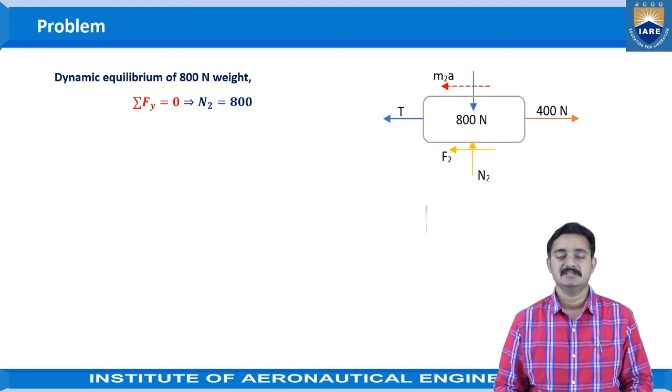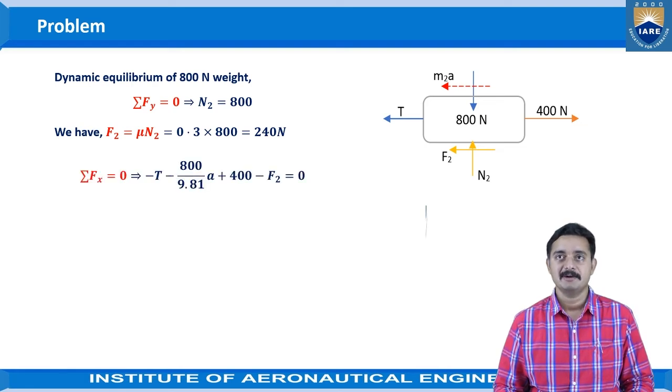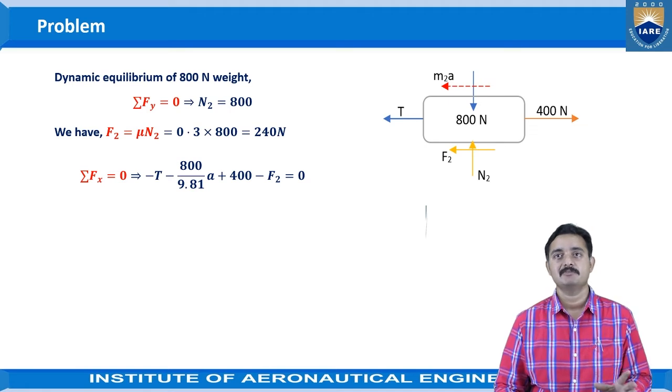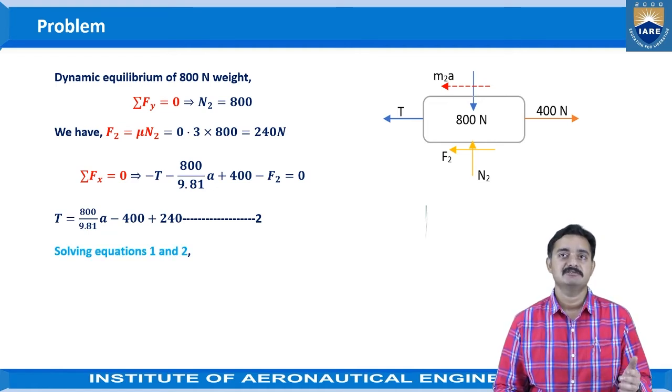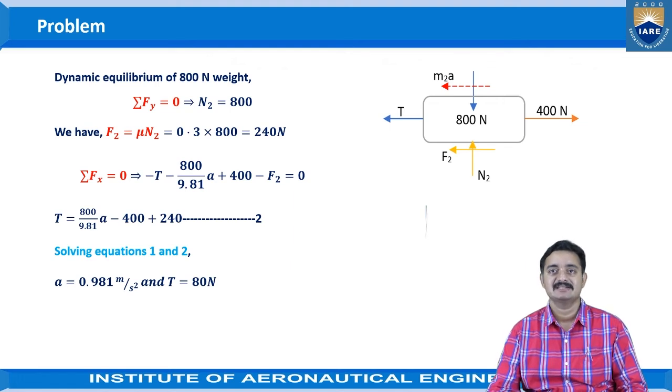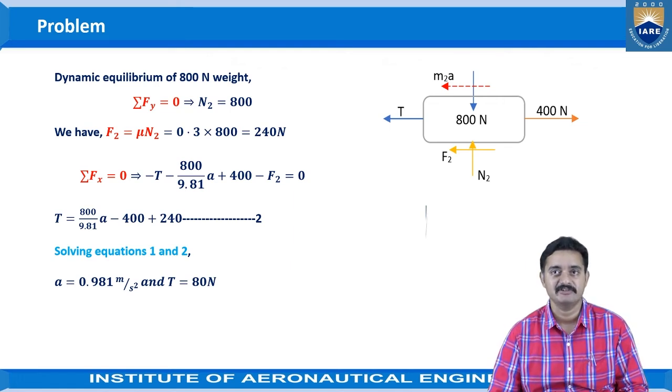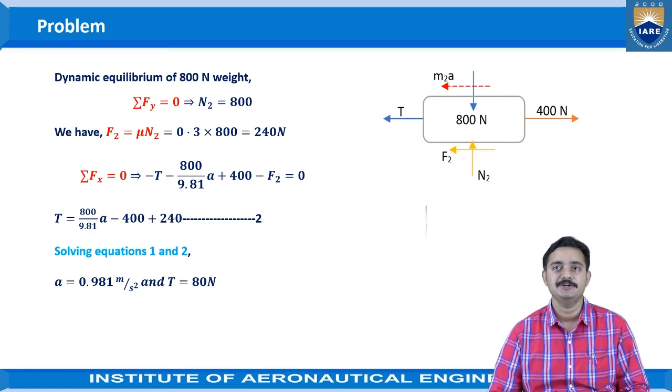So for this free body diagram, let us apply the condition of equilibrium. Sigma Fy is equal to 0, which will be implying the value of N2 as 800. And we have F2 is equal to mu N2, that will be obtained as 0.3 into 800, that is equal to 240 newtons. So when we apply the sigma Fx is equal to 0, all the horizontal component forces is equal to 0, we will be getting the equation as T is equal to 800 by 9.81 A minus 400 plus 240. Take it as equation 2. Solving both equations, equation 1 and 2, we will be obtaining the values of acceleration as 0.981 meters per second square and the value of tension as 80 newtons.